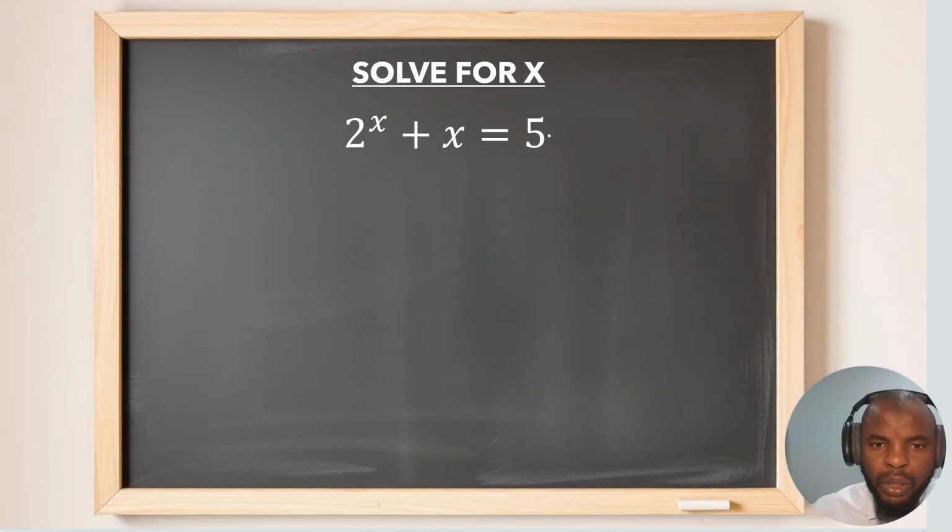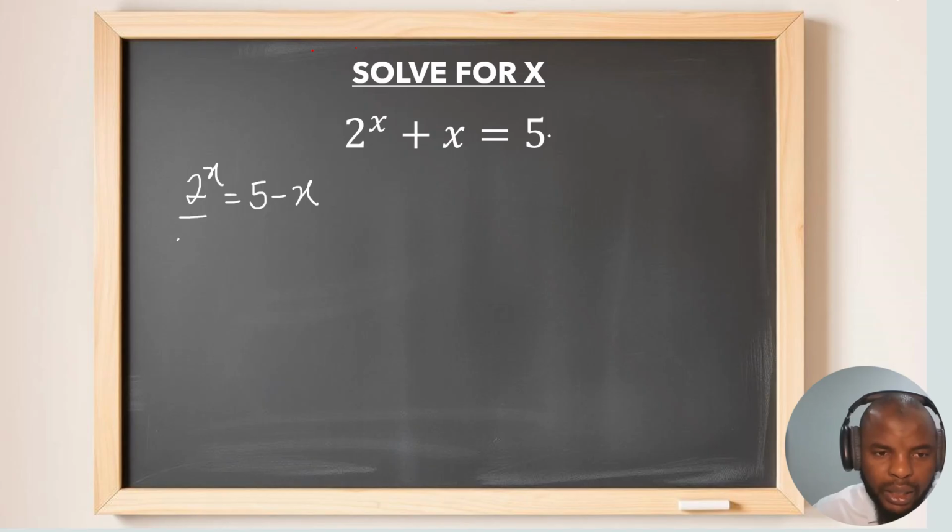In this problem, I want to solve for x. Writing this given equation, this is going to be 2 to the power of x equals 5 minus x. Then, let's divide both sides by 2 to the power of x.